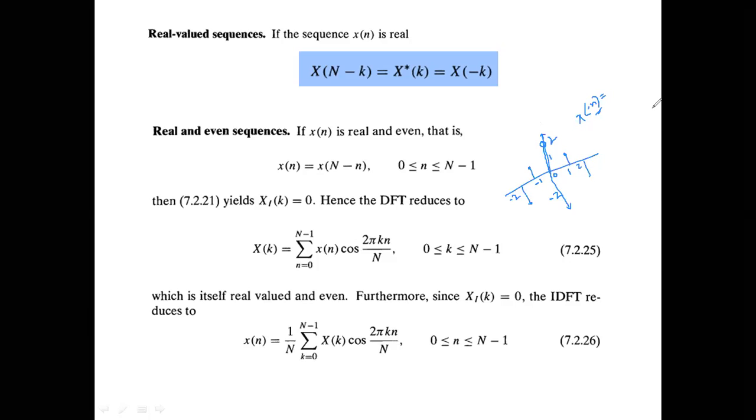If x of minus n is equal to x of n, we would call the sequence as even. If x of minus n is equal to minus of x of n, we would call the sequence as odd. Remember this. Odd and even we studied in the previous semester.